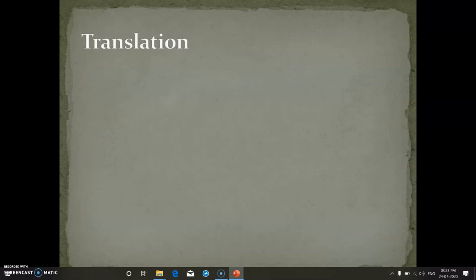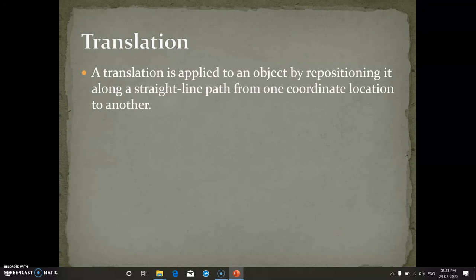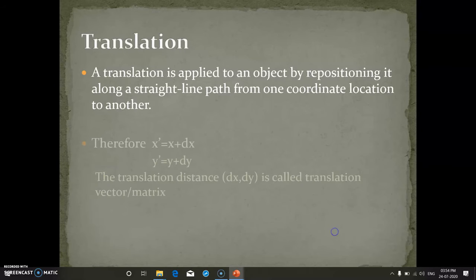Now let's move on to translation. Translation is applied to an object by repositioning it along a straight line path from one coordinate location to another. We can translate a 2D point by adding translation distances, that is dx and dy, to the original position x, y to move the point to the new position x dash, y dash. So x dash is equal to x plus dx and y dash is equal to y plus dy. The translation distance dx, dy is called the translation vector or matrix.